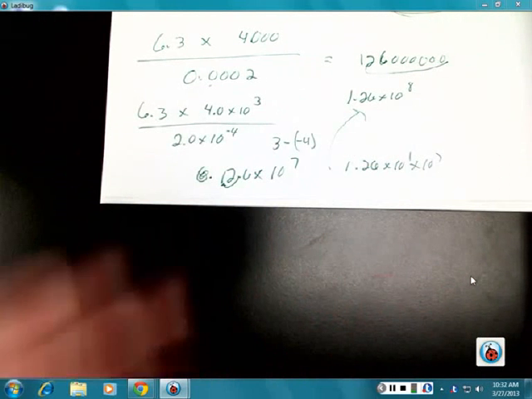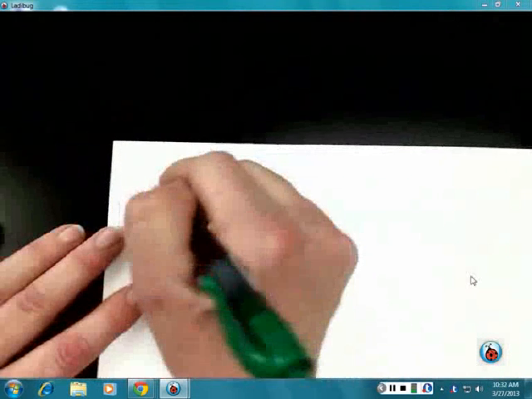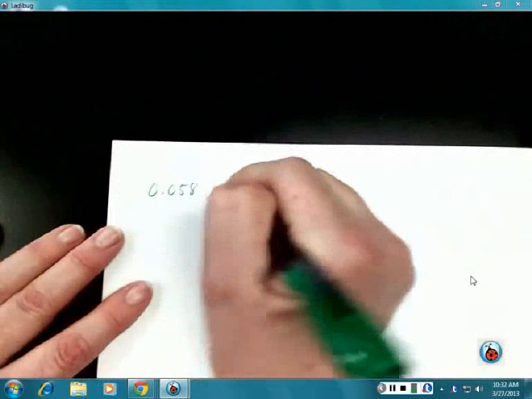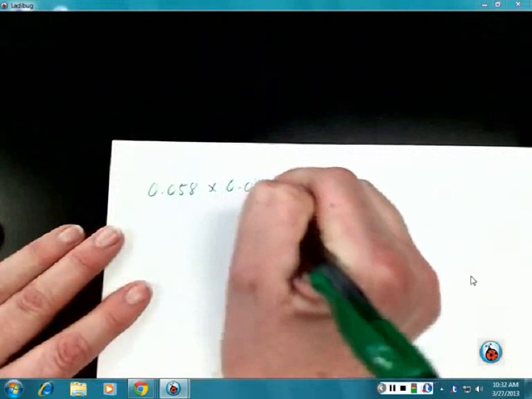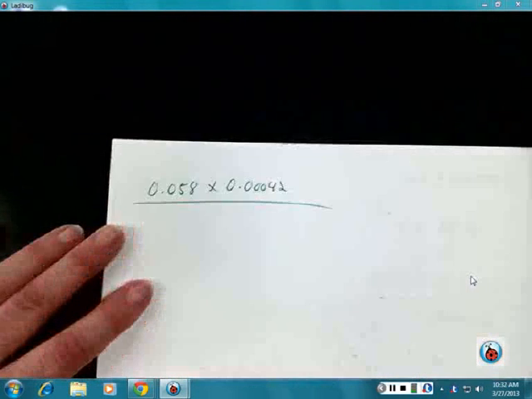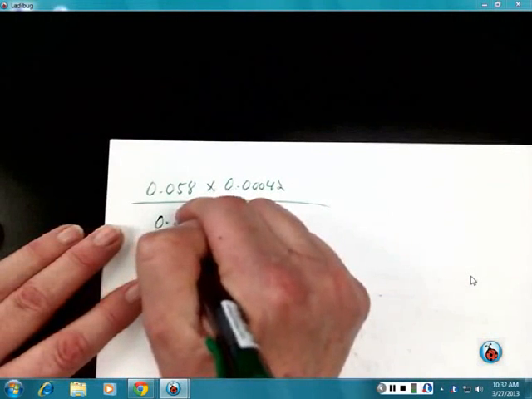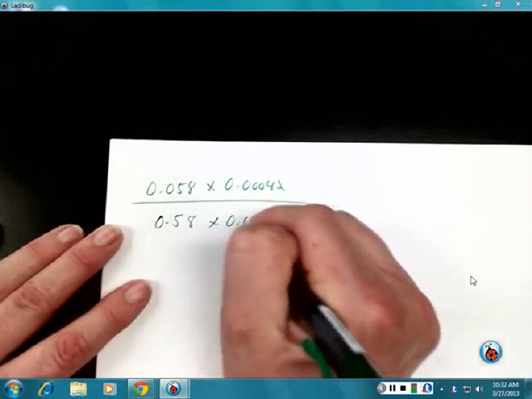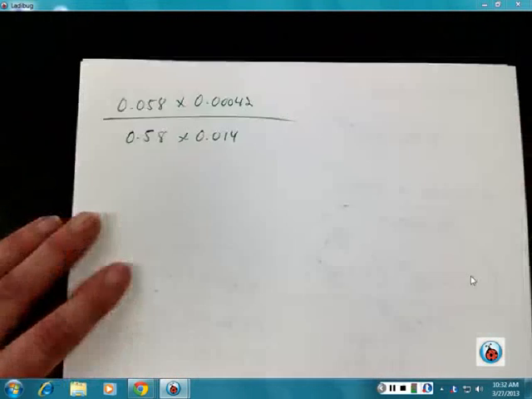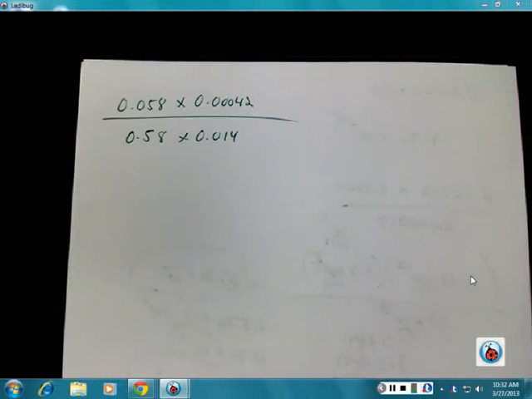Another one. We'll do another one of these. I don't know. Do the one story problem that shows up in your exercises with this. 0.058 times 0.0042 all over 0.58 times 0.014. What's going to happen to that thing?